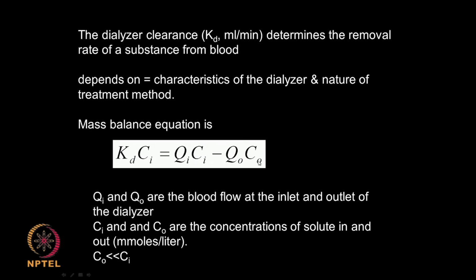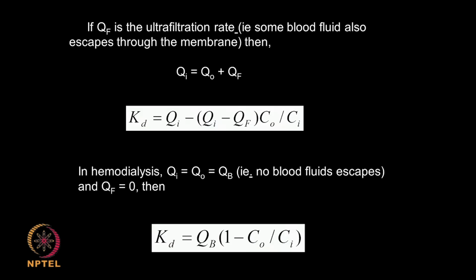So, C naught, what is going out, is much smaller than Ci, and generally Qi and Q naught are almost the same, that is the total amount of blood flow. We assume that the blood does not diffuse out into the dialysate side. If Qf is the ultrafiltration rate, that is some blood flow also escapes through the membrane, then Qi is equal to Q naught plus Qf. But if no blood or fluid escapes, Qi is equal to Q naught, which is equal to Qb. So, we can have Kd is equal to Qb into 1 minus C naught by Ci.